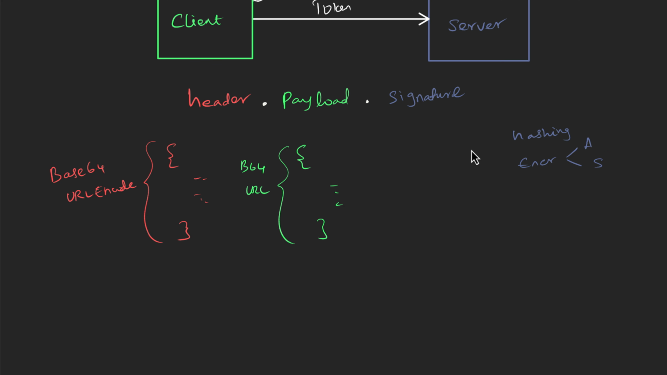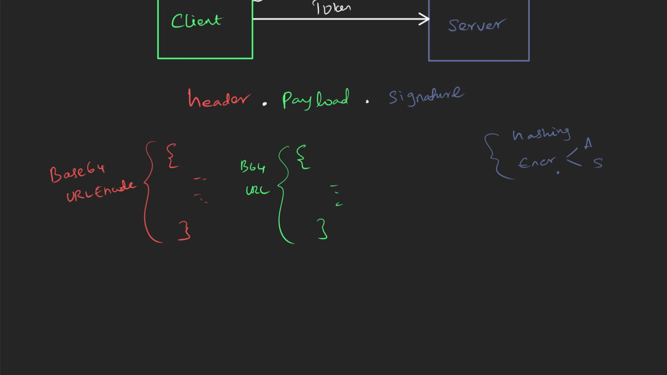Okay, so whoever has the private key is the only person who can create this signature. Normally, this will be the identity provider. The identity provider will be the only entity that has access to the private key, and that will be able to generate this signature. Okay, so now we have our signature.